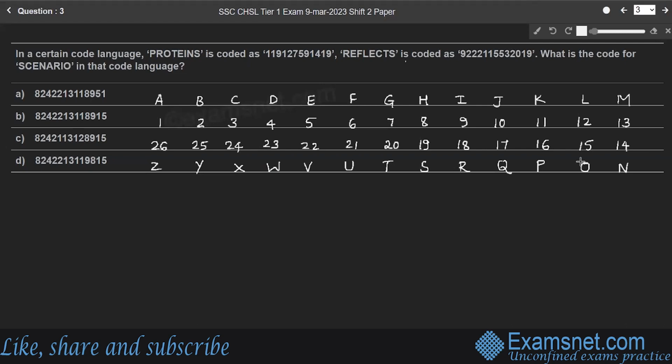Question 3. In a certain code language, proteins is coded as 119127591419. Reflects is coded as. So what is the code for scenario in that code language? Here, for our reference, I have written the positional value of each alphabet. So let us consider proteins.